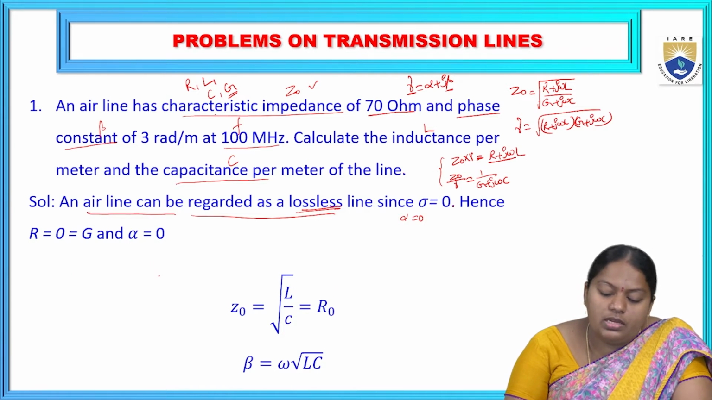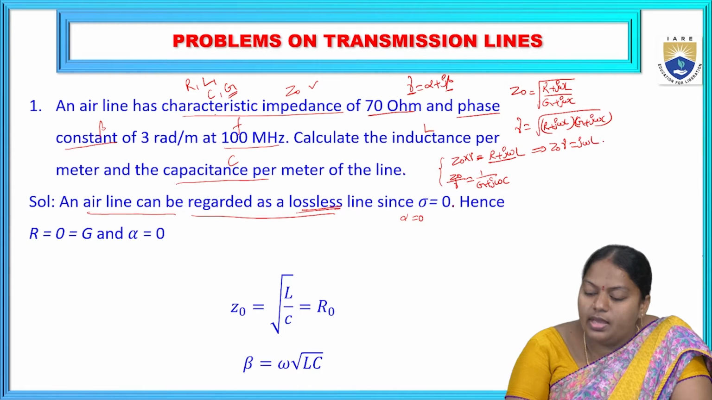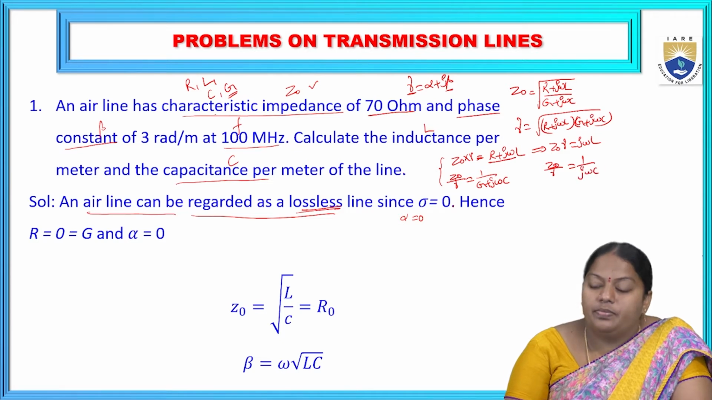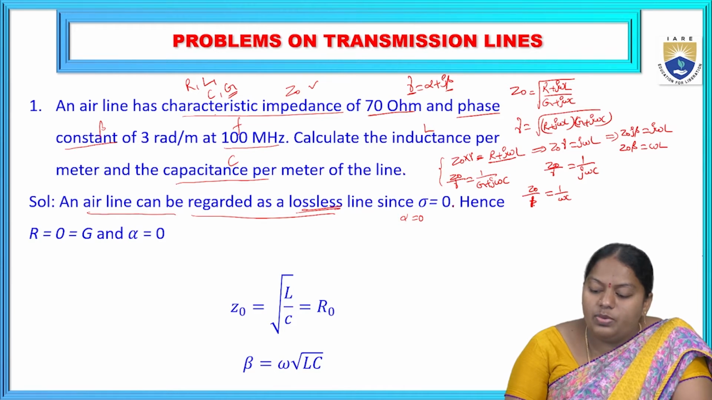If you substitute R and G by 0, Z0 into gamma becomes j omega L and Z0 by gamma becomes 1 by j omega C. Since in place of gamma we have j beta, Z0 into j beta equals j omega L, and from this Z0 into beta equals omega into L. Or, Z0 by j beta, that is Z0 by beta, equals 1 by omega C. The Z0 value and beta value are given, and omega, the angular frequency, is also to be obtained.